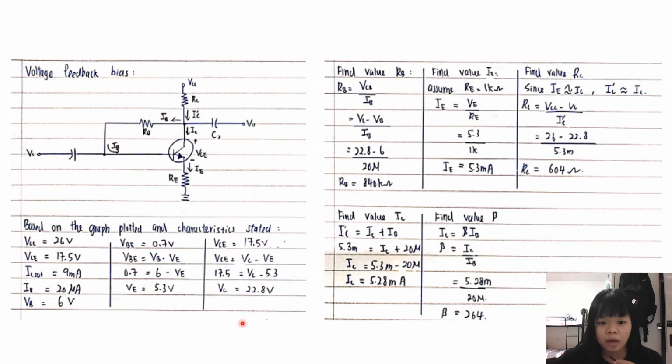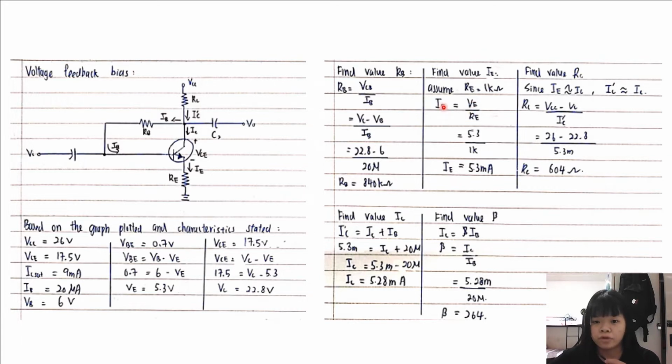5.3 volt. And then we find the VC, which uses the formula VCE equals VC minus VE, and the final answer for the VC is 22.8 volt. So then we will find the RB with the formula VCB divided by IB. So the final answer comes to 840 k ohm.